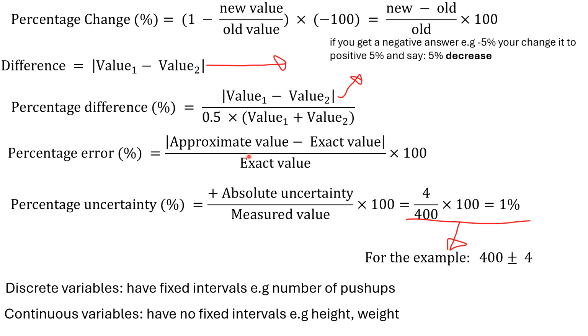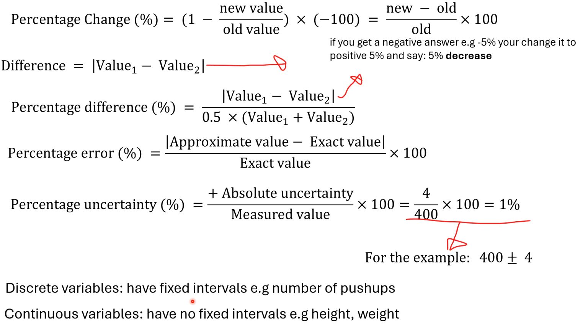Percentage error, we know from maths, remember, again, if it's negative, you change it to positive and say decrease. Percentage uncertainty is going to be the absolute uncertainty over the measured value. For example, if you have 400 plus minus 4, you use the positive one, even though it's plus minus. 4 over 400 times 100 gives you 1% as percentage uncertainty.